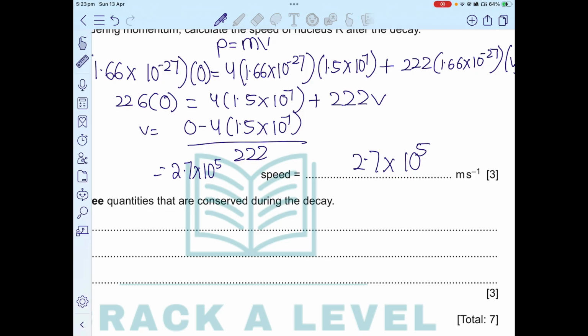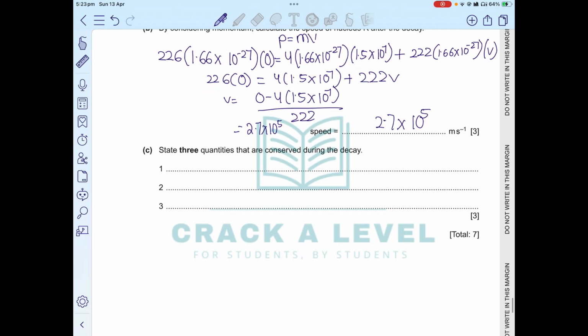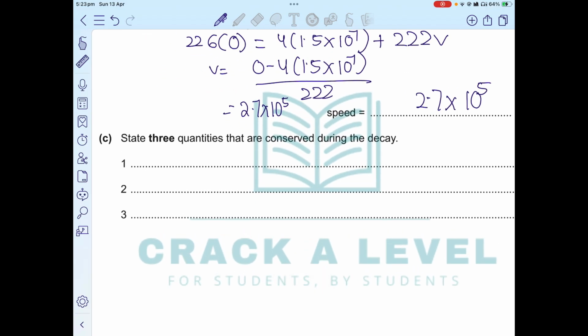Okay, I hope this is clear. Simpler application of momentum. It does not actually depend on whether you use the atomic mass unit to kg conversion or not. State three quantities that are conserved during a decay. First of all, the momentum is conserved, as you see in the equation. Secondly, the proton number is conserved, which is basically the number of protons in the initial nucleus and the products. Along with that, the nucleon number is also conserved.